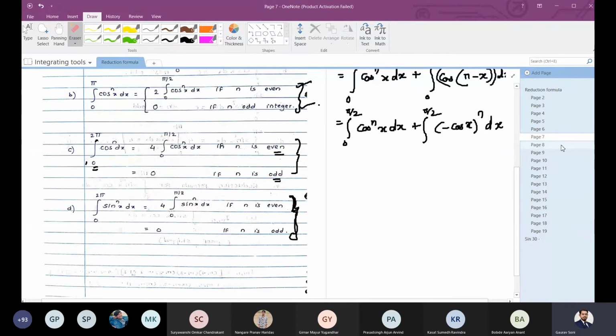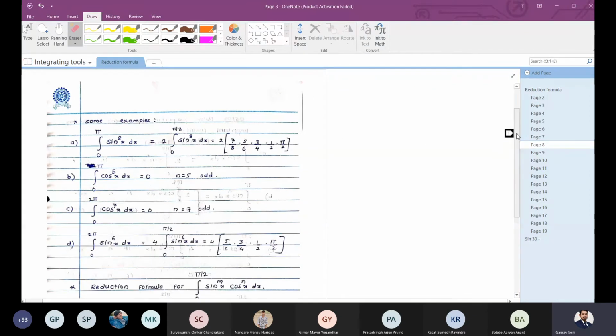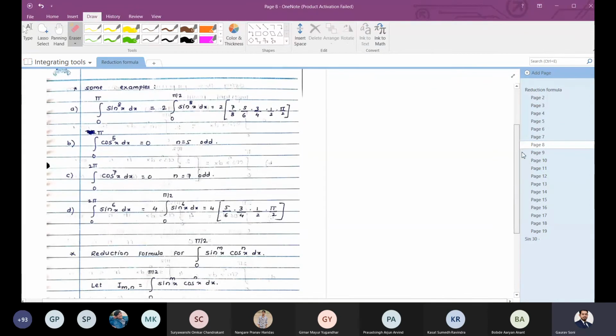So I'll go ahead and see the examples now. What we have is the integral from 0 to pi of sine raised to 8 of x. We know that we have the formula for 0 to pi by 2, so I will reduce this first.